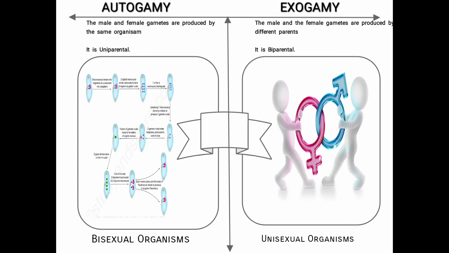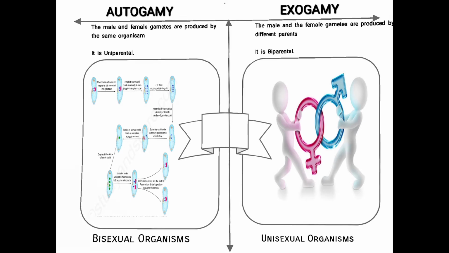And here this organism will be a unisexual organism. Uni means what? Single, single sex. So either it should be a male or it should be a female. So the male will give the male gamete, female will give the female gamete. So this type of fusion of the male and the female gamete is known as exogamy, right? So these two are very clear now.